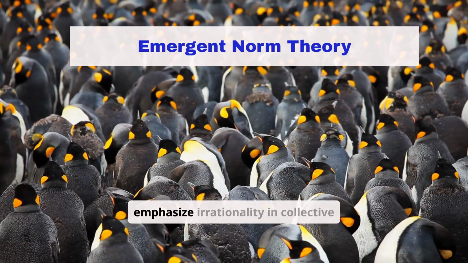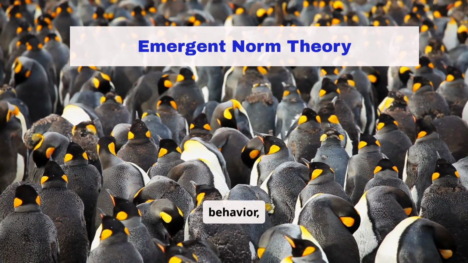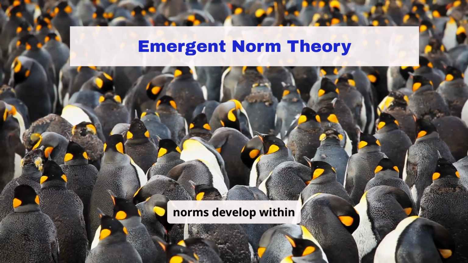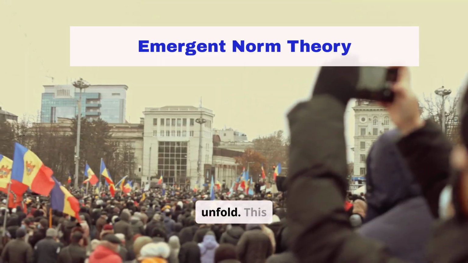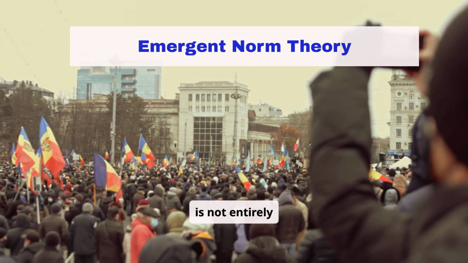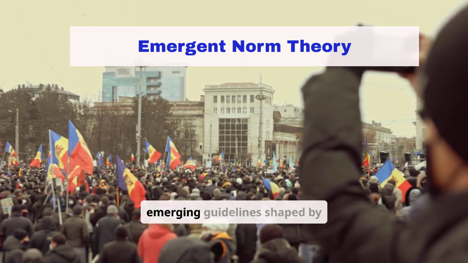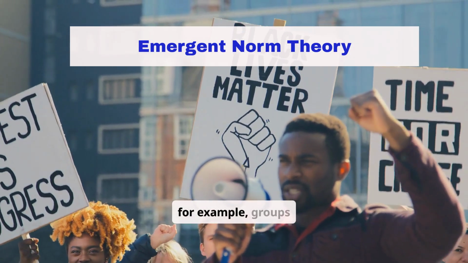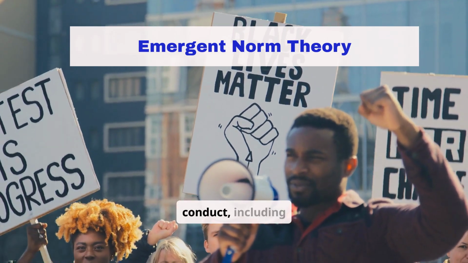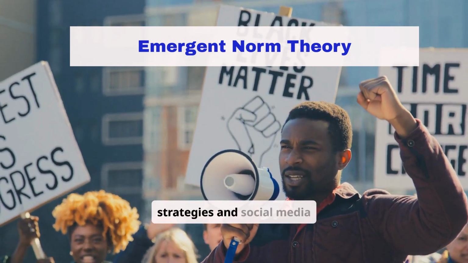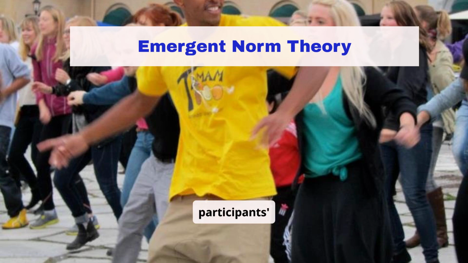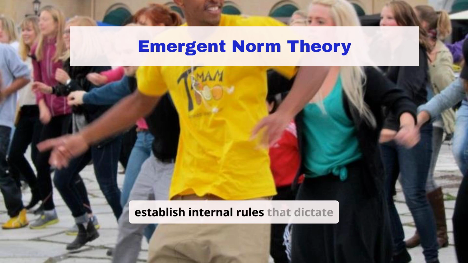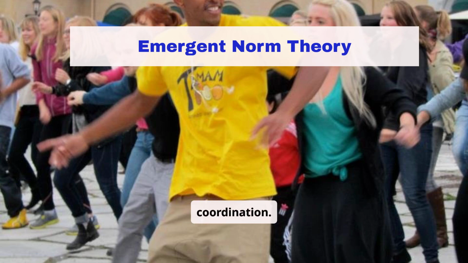Unlike early theories that emphasize irrationality and collective behavior, emergent norm theory suggests that new norms develop within groups as situations unfold. This perspective highlights how collective behavior is not entirely chaotic, but instead follows emerging guidelines shaped by participants. During the Black Lives Matter protests, for example, groups developed their own codes of conduct, including nonviolent resistance strategies and social media guidelines for protecting participants' identities. Similarly, flash mobs, though seemingly spontaneous, often establish internal rules that dictate participation and coordination.